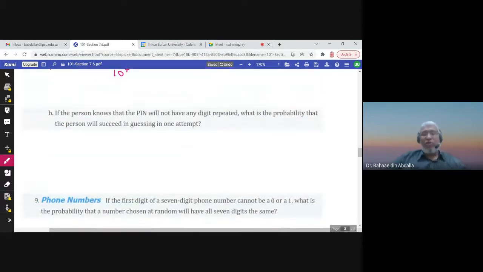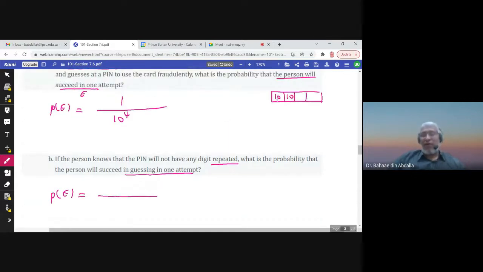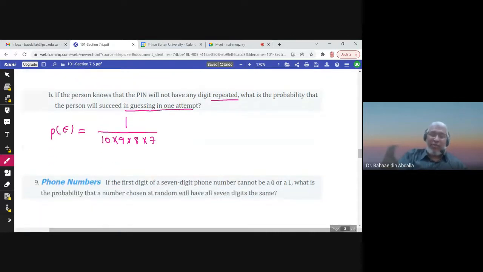If the person knows that the PIN will not have any digit repeated, what's the probability that the person will succeed in guessing in one attempt this time? Well, the difference here is no repetition. So if the first number has 10 choices, it's the same, but now the second number has 9 choices because there is no repetition. Times 8 times 7, and again he needs to guess it in one attempt.